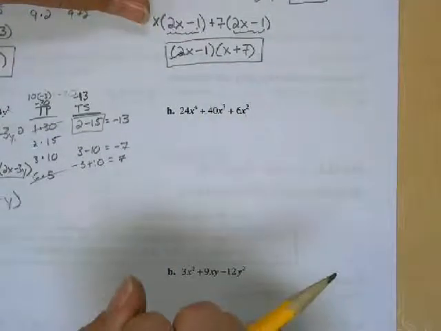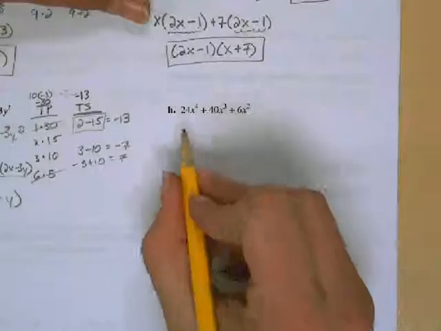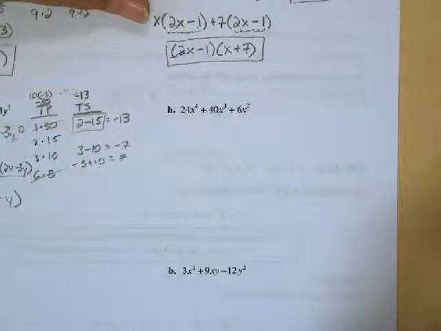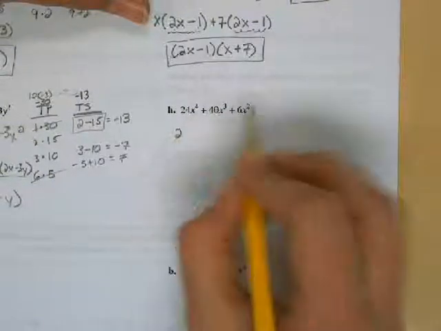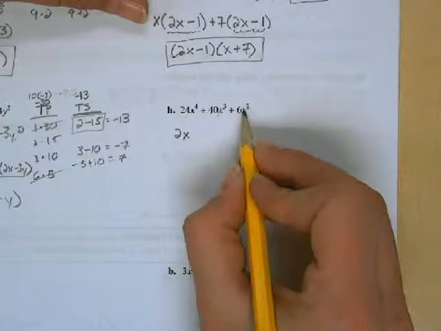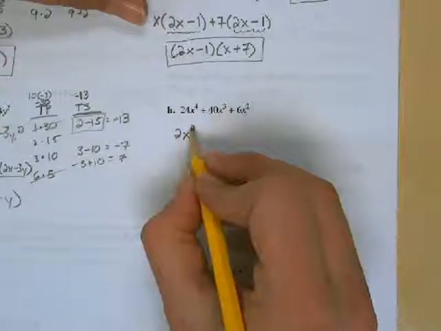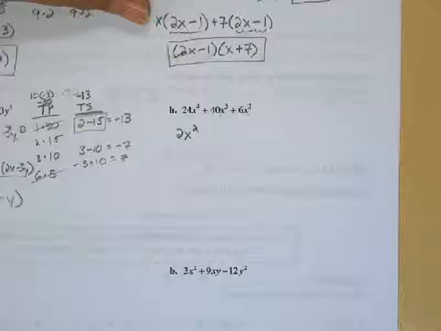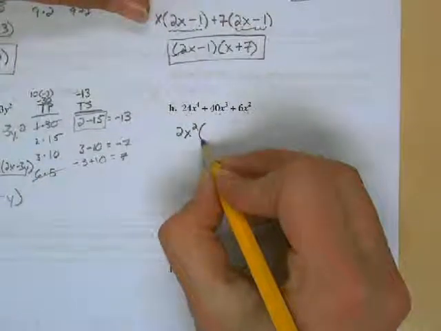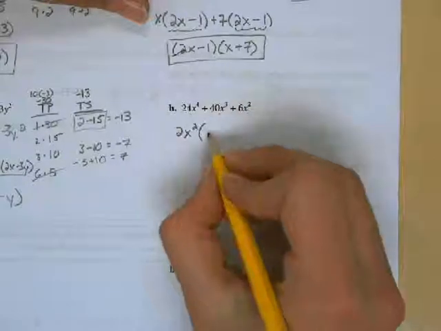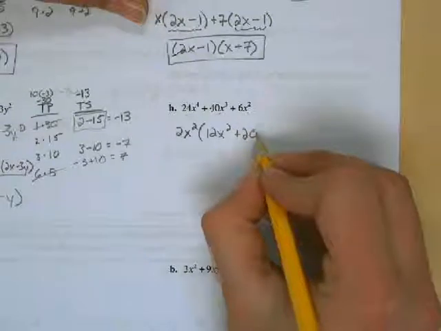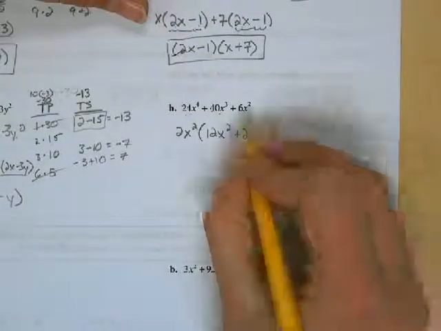Okay, the GCF, I know I can take between 24, 40, and 6, I can take a 2 out of there. I also have an x in all three, and the smallest exponent on the x's is the 2. So x squared is going to be what I can take out, because I've got 4, 3, 2. 2 is the smallest, that's what I can take out. So let's go ahead and divide that out of each and every one. So I get 12x squared plus 20x plus 3.